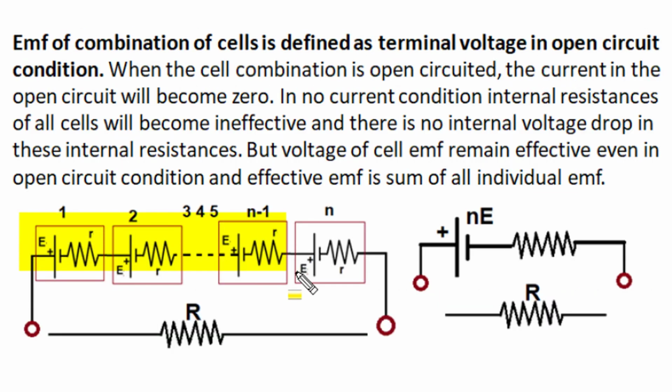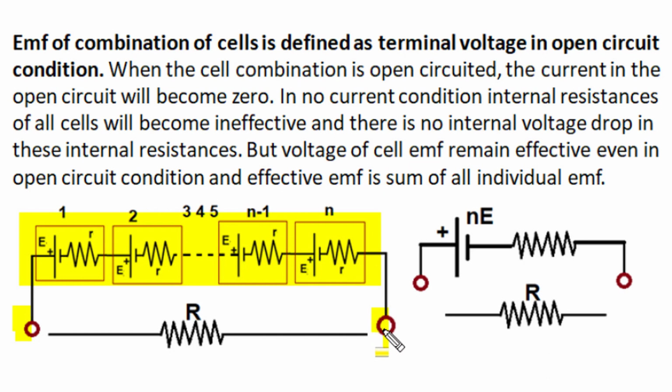Equivalent EMF for a combination of several cells is defined as that terminal voltage which is obtained when the cell is in open circuit condition. So we'll remove the external resistance from this cell combination and will determine this terminal voltage in this open circuit condition. In this open circuit condition, as the circuit is not complete, no current will flow through the cell combination, and in that condition there won't be any voltage drop in these internal resistances. In fact, all these internal resistances will become ineffective in the current zero condition, but the voltage of the cell EMF will remain effective.